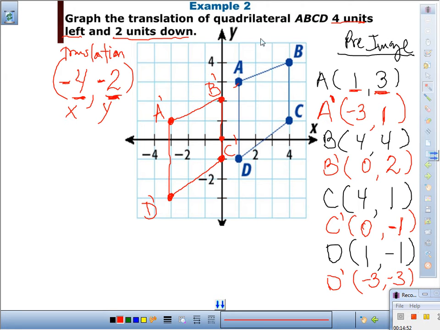And what we just did, we translated pre-image A, B, C, D going in this direction. You guys see that? Are we doing good, Mr. Q? All right, good.